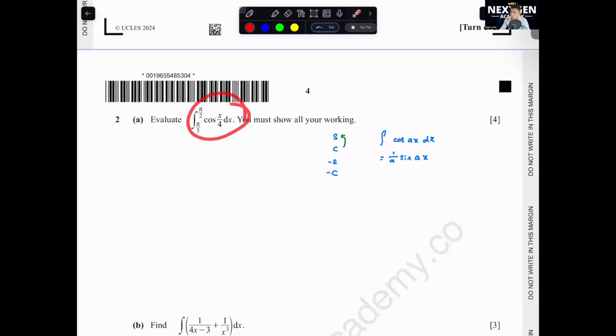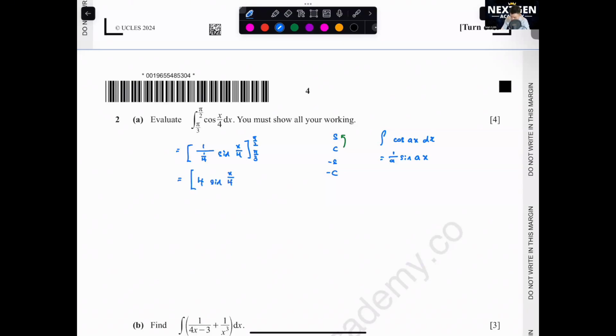So what will you get for this part here? You get 1 over 4, because your A is 1 over 4, sine x over 4, from pi over 3 to pi over 2. If I simplify this, this will be 4 sine x over 4 from pi over 3 to pi over 2. Substitute it in, you get 4 sine pi over 8 minus 4 sine pi over 12.